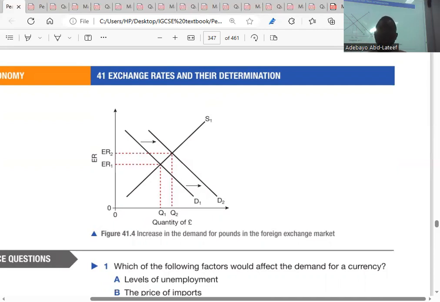So what happens with the quantity of the pounds? It increases. But at the same time, the price would rise from ER1 to ER2. It will expand because we need more. The demand for the UK currency is increasing. So the price of the UK currency would rise from ER1 to ER2. Is it clear?